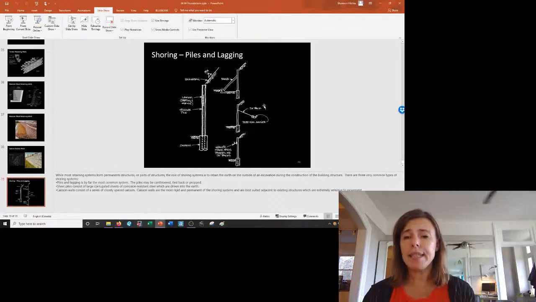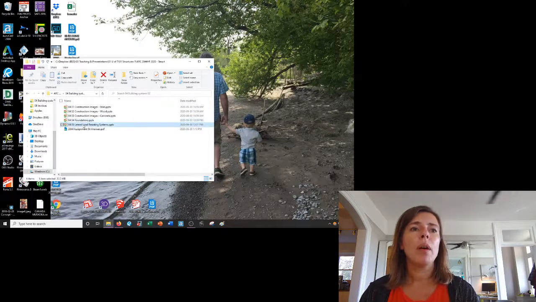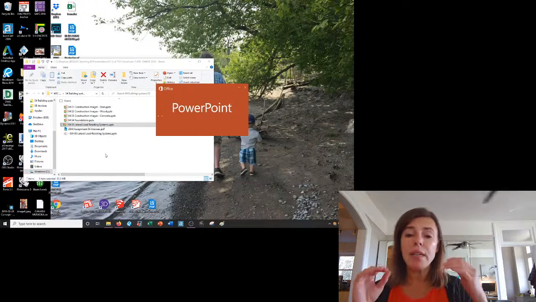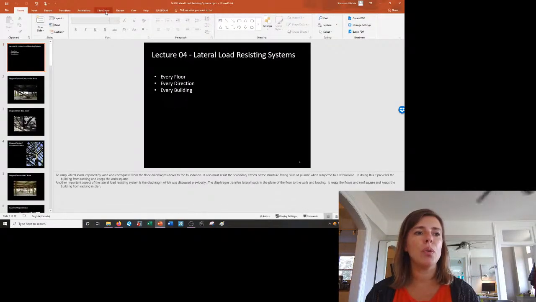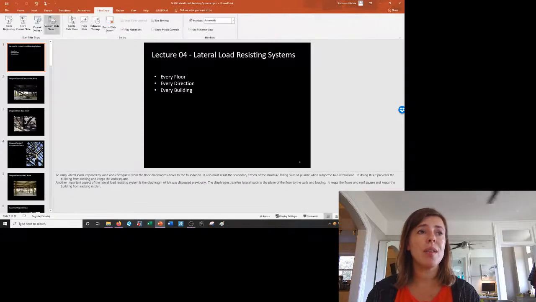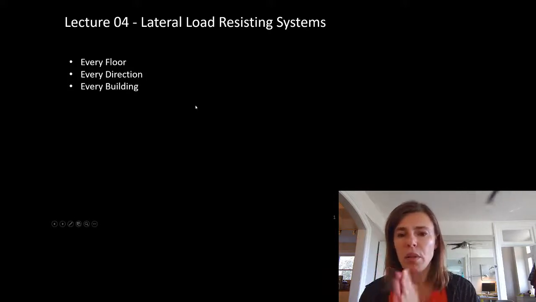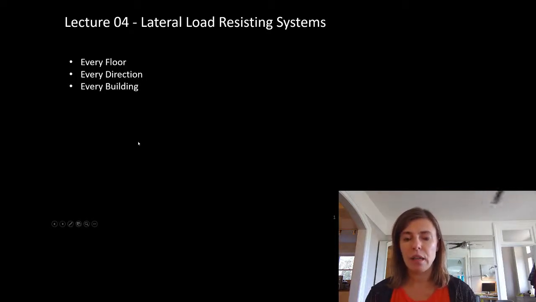Okay, that's the end of the foundations lecture. We have one more, which is the lateral load resisting systems, which we've already talked about. So right now what I'm going to do is just show you a series of pictures. Some of them we've actually already seen in the other lectures. A reminder, lateral load resisting system required at every floor, every direction, every building.